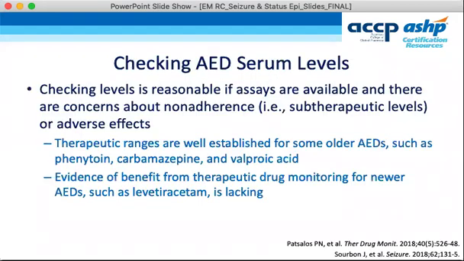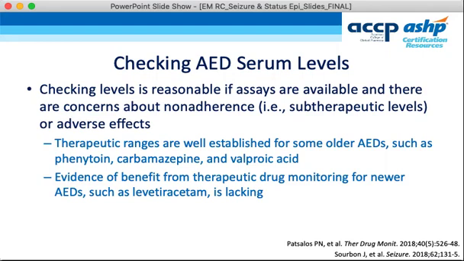So another common question that we're faced with is whether we should check levels of the anti-epileptics for patients that are on them. This is certainly reasonable if the assays are available and there are concerns about non-adherence. If I'm discussing with a patient and they tell me they take their medication, they're compliant, no missed doses, I get a level, it returns as 0, I know that's not true. Or for potential adverse effects or toxicity, it's certainly reasonable then.